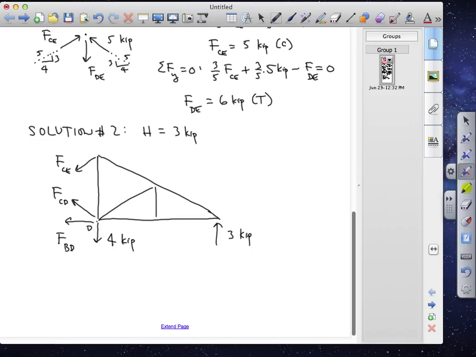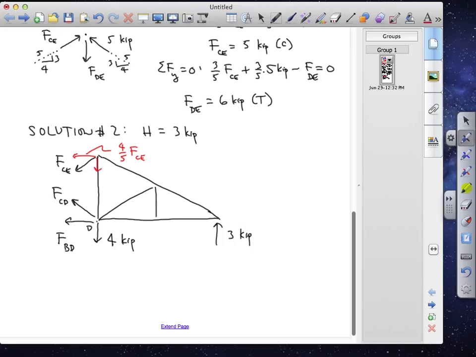So here we'll note that I could resolve my force FCE into its components in the vertical and horizontal direction. This component is FCE cosine theta. This is 4/5 FCE. And that's important because what it tells you is that the vertical component of CE at E also has a line of action that goes through D. So it's really just the horizontal component of FCE that will figure into this calculation.